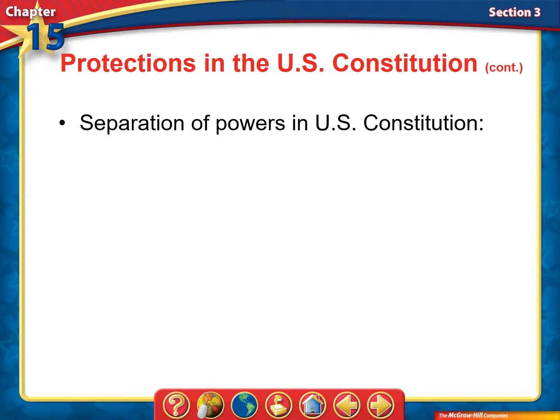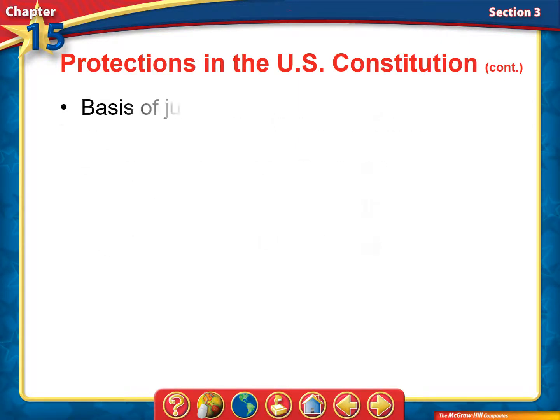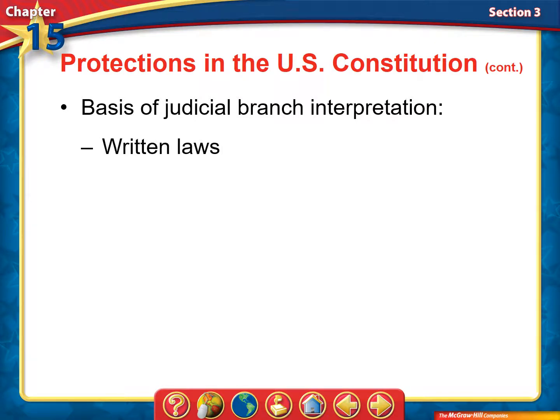Now, the United States Constitution establishes a separation of powers. It is the job of the legislative branch to make the laws, the executive branch to enforce the laws, and of course the judicial branch to interpret the laws. Now, what do you mean in terms of the judicial branch? Well, how do they interpret the laws? Well, they look at a couple of things, two to be exact.